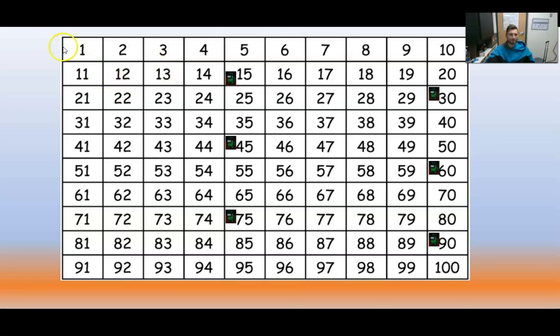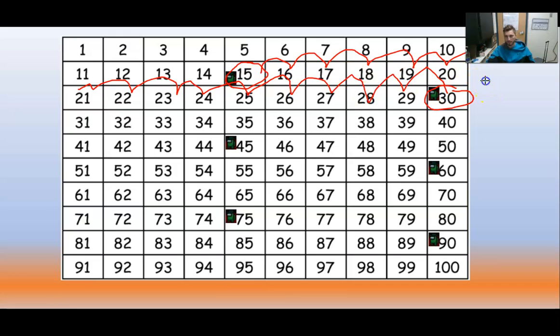Do you guys see a pattern here at all? Let's see here. Do we have a pattern? So we're at 15, 30. So how many do we have to go from 15 to 30? Let's see. 1, 2, 3, 4, 5, 6, 7, 8, 9, 10, 11, 12, 13, 14, 15. We had to go 15 to the next one.